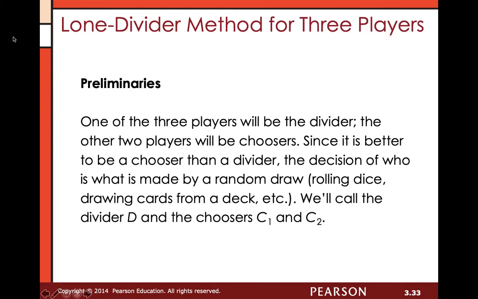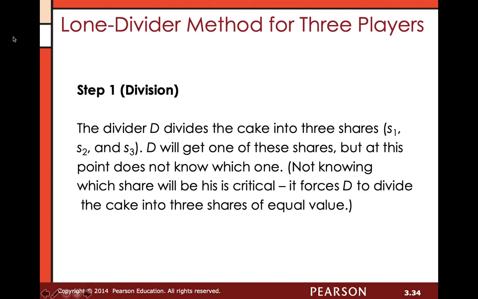So, first off, preliminaries, just to get everything sorted out. One of the three players is going to be the divider. The other two players will be the choosers. Since it's better to be a chooser than a divider, the decision should be made randomly. So you roll dice, draw from a deck of cards, etc. We'll call the divider D and the choosers C1 and C2.